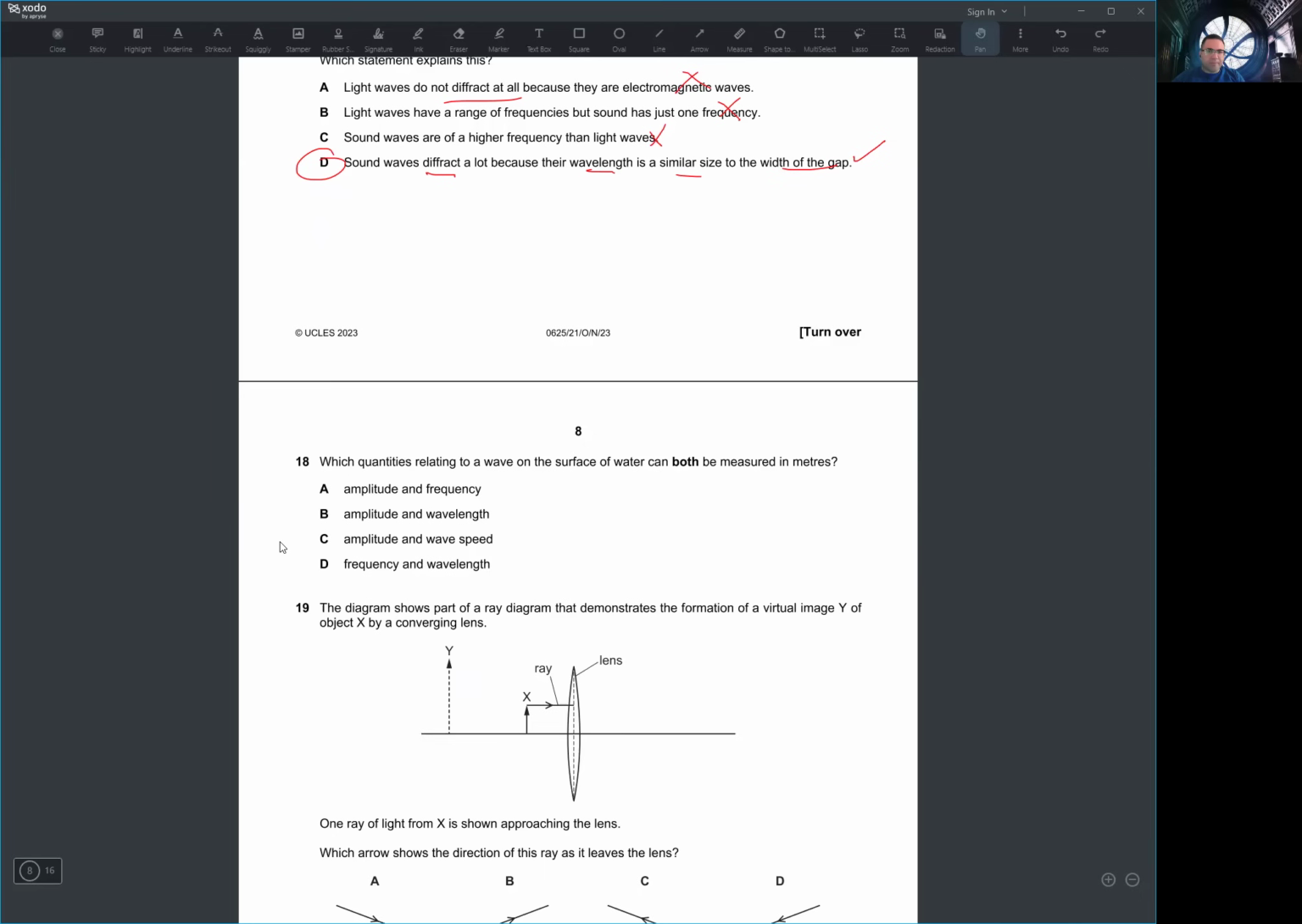Okay. Which quantities relating to a wave on the surface of water can both be measured in meters? So we're looking for meters. Probably amplitude and wavelength, for example. Amplitude, yes. Frequency, no. Wavelength, yes. That's it, B.